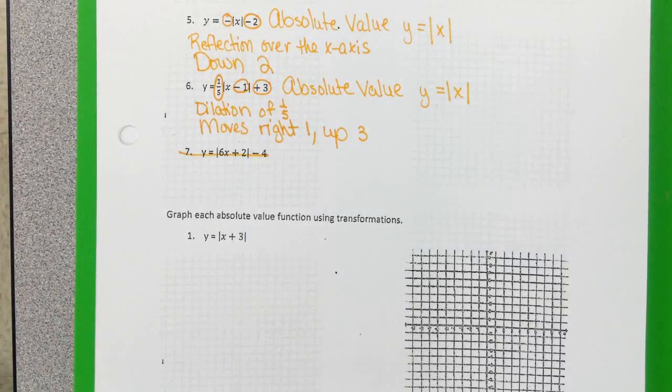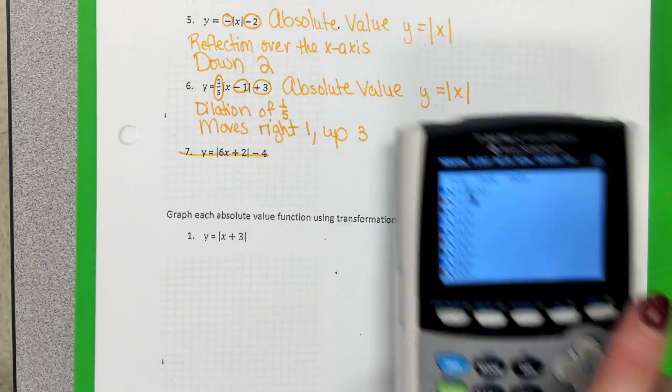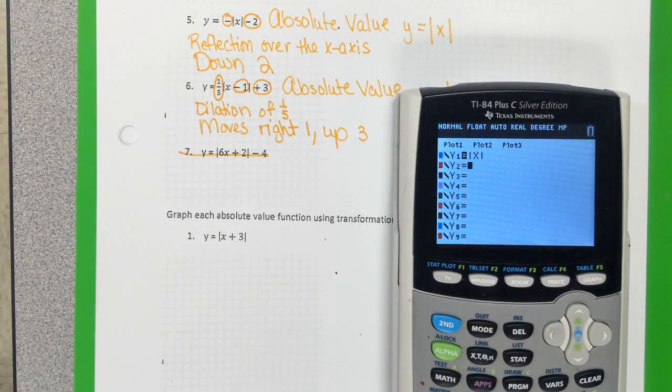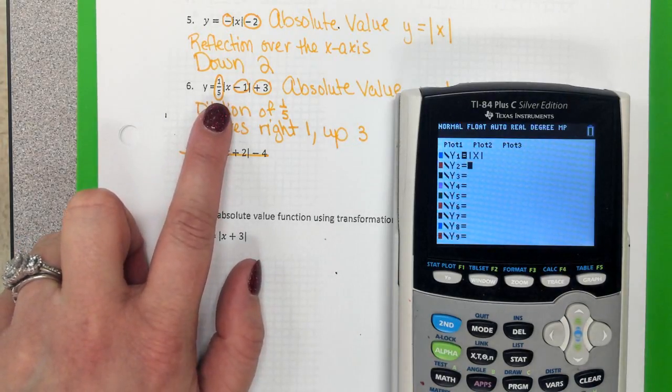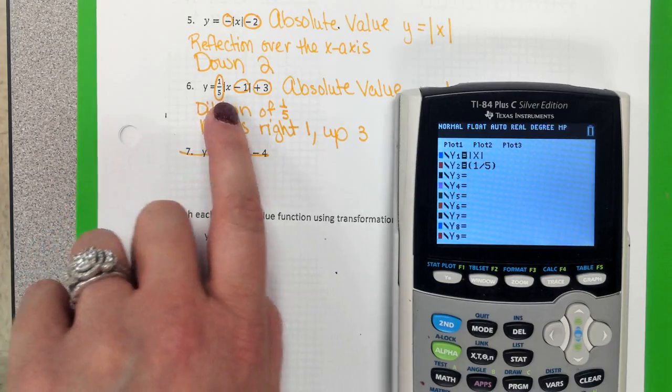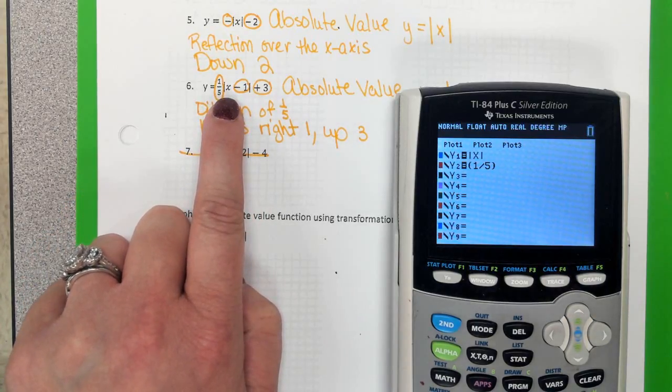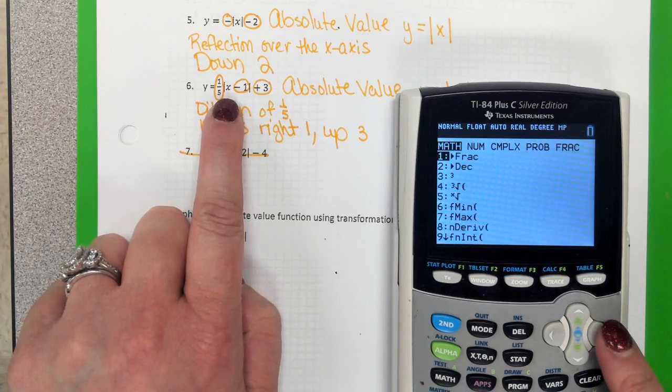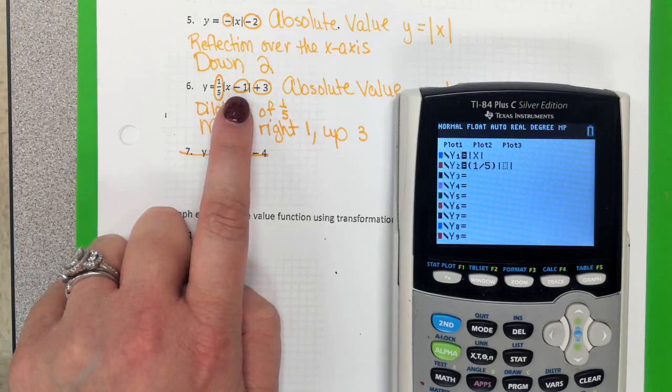All right, so let's grab our calculators. Okay, so don't put the first one. The first one is your parent function. All right, how do we type in fractions? Parentheses 1 divided by 5, right? I could teach you the fraction button now, but it's so much easier just to do it this way, okay? Then what's right after the 1/5? Absolute value, so go to math, over to number, and then absolute value.